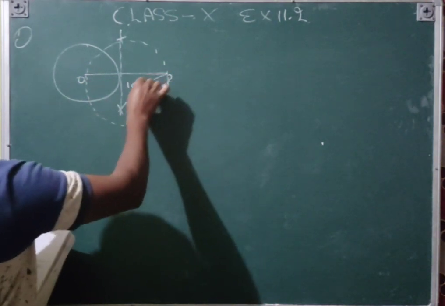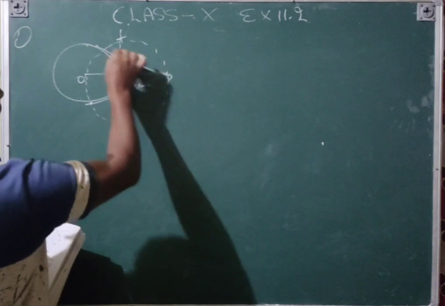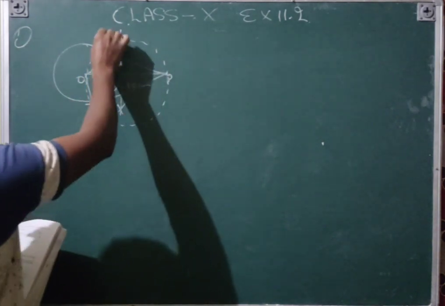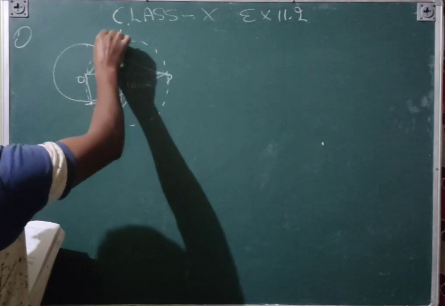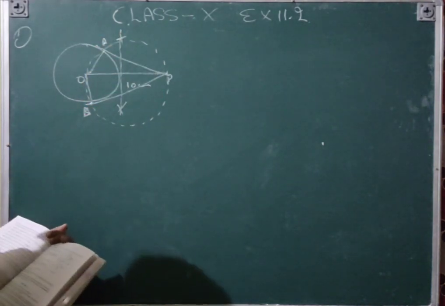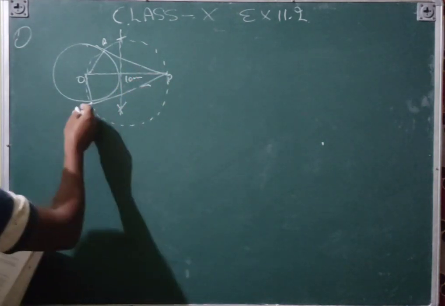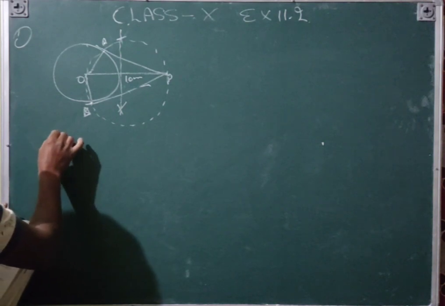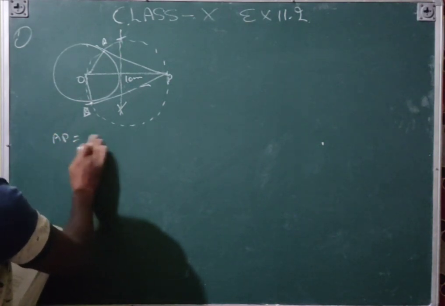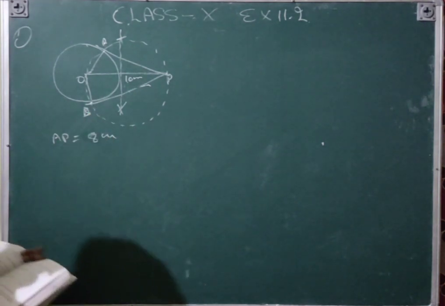This is the tangent point. This is also a tangent point, this is the radius. Okay, this is A, B. After that you will measure that also. Measure that distance. So the measurement of that distance, AP, will be approximately 8 centimeter.